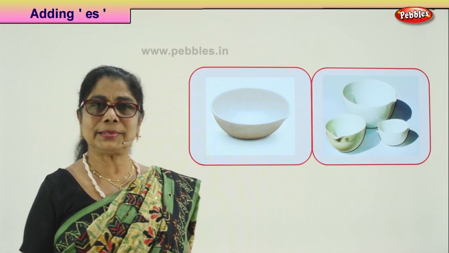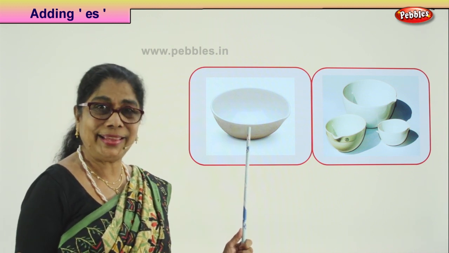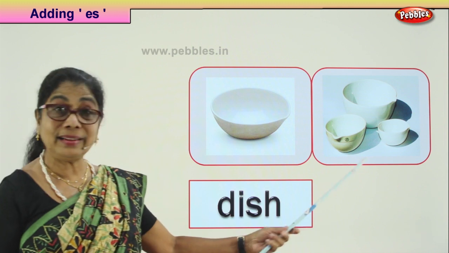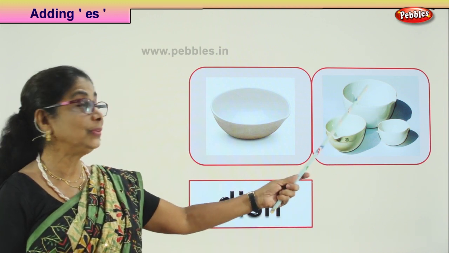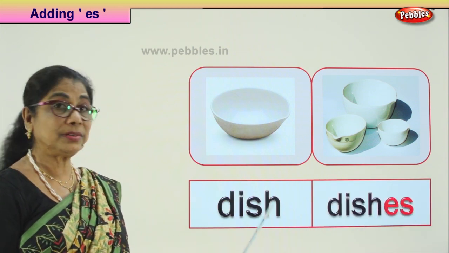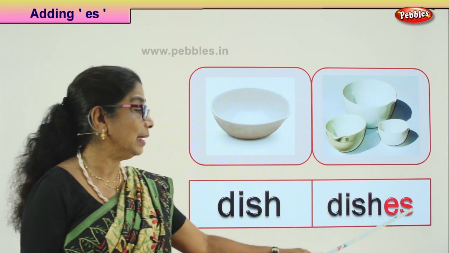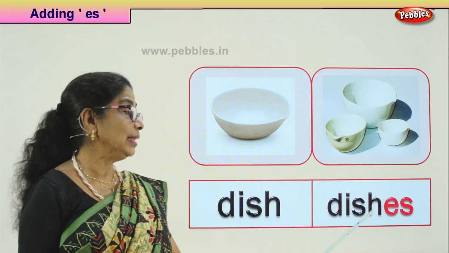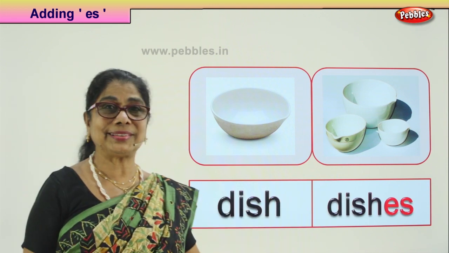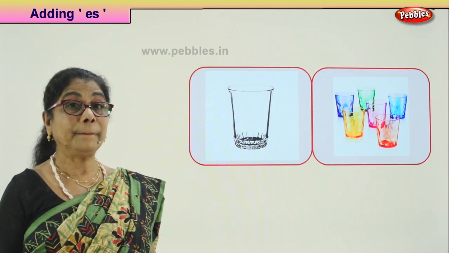What picture is this? There is one dish here. How many? One. One dish. And here? 1, 2, 3. There are 3 dishes. One dish, singular noun. Form the plural by adding es, because there are 3 dishes. One dish, 3 dishes. Good. Let's look at another picture.